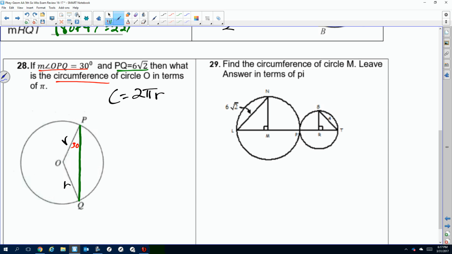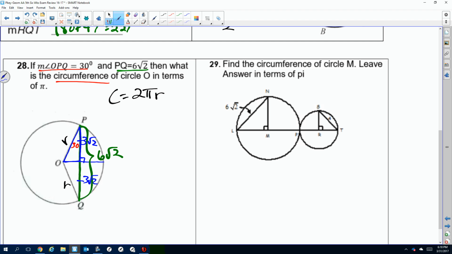In order to get to that radius, we're going to draw another radius that bisects this chord, because there's a property that says whenever the radius or the diameter intersects a chord, it is a perpendicular bisector every time. So now I can make a special right triangle, because I know the whole segment is 6 root 2. That lets me know that each piece here is 3 root 2, because I just divided by 2.